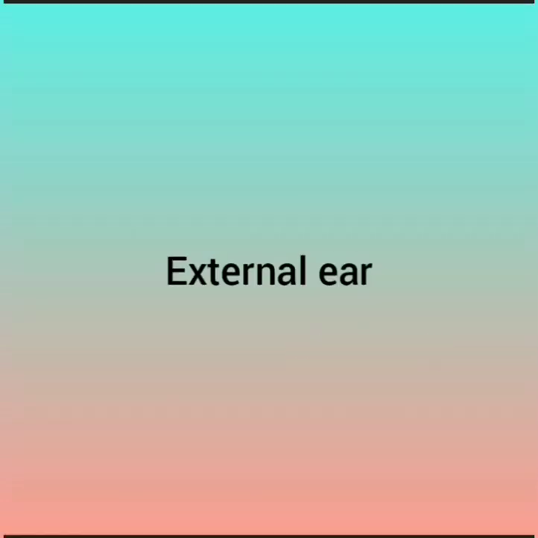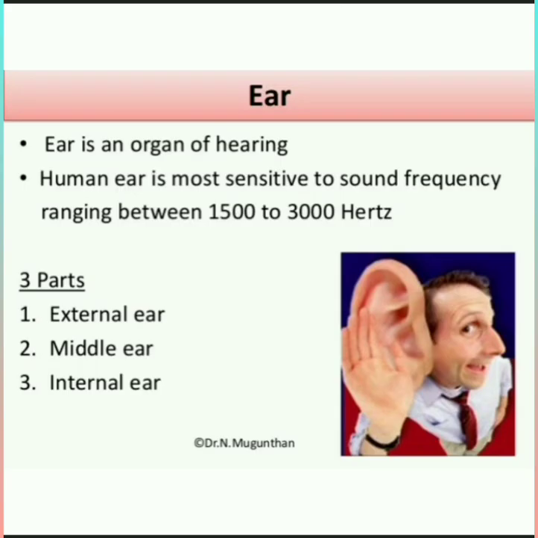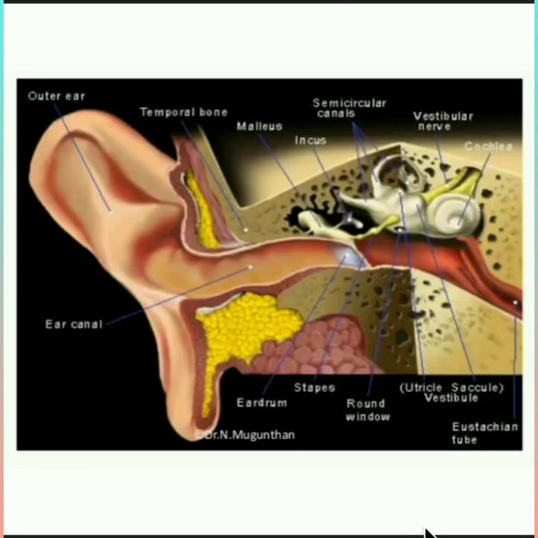First of all, the features of external ear. As we all know, the ear is an organ of hearing, and the human ear is more sensitive to sound frequency ranging between 1500 to 3000 hertz. The ear is divided into external ear, middle ear and internal ear. And we can see here, this is the external ear.